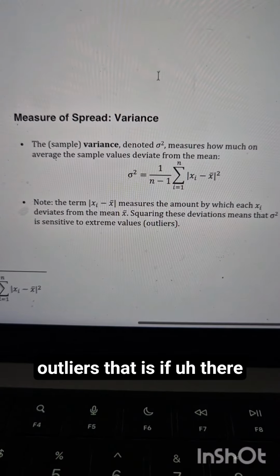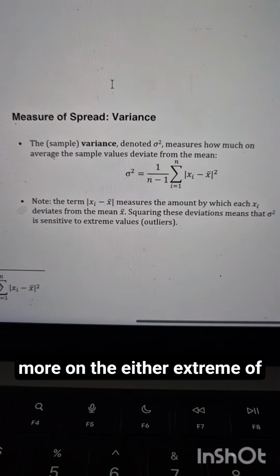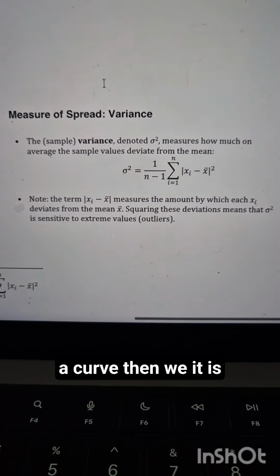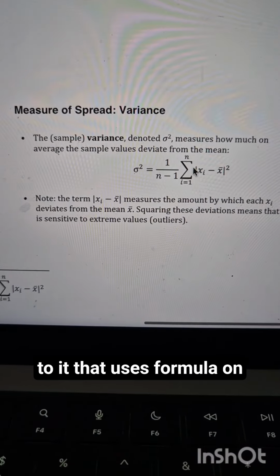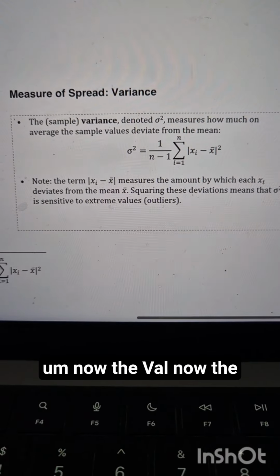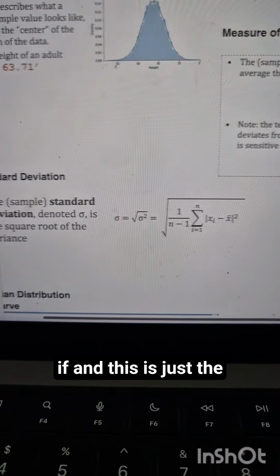That is, if there is a value where there's a lot more on either extreme of a curve, then it is very sensitive to it. We use the formula on that and square those values, and now the spread is a lot bigger. And this is just the variance.